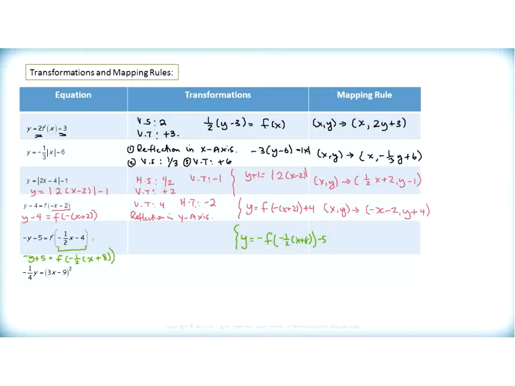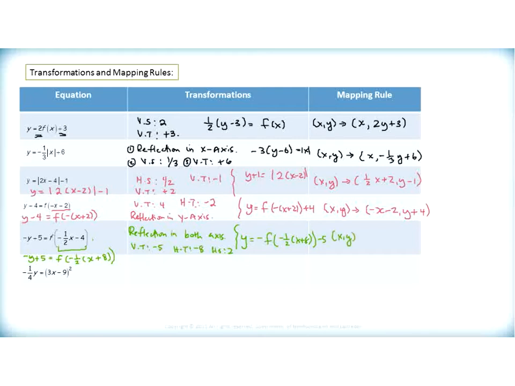Now, let's state all the transformations again. We have a reflection, this time in both axes, because you can tell by the negative located right here and the negative located right here will represent a reflection in both axes. We have a vertical translation of negative 5. We have a horizontal translation of negative 8. And finally, we got a horizontal stretch of 2. And there are all of our transformations.